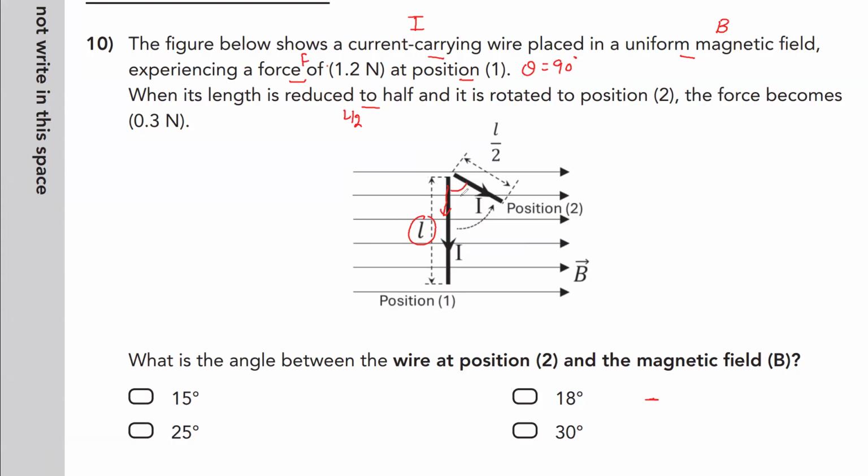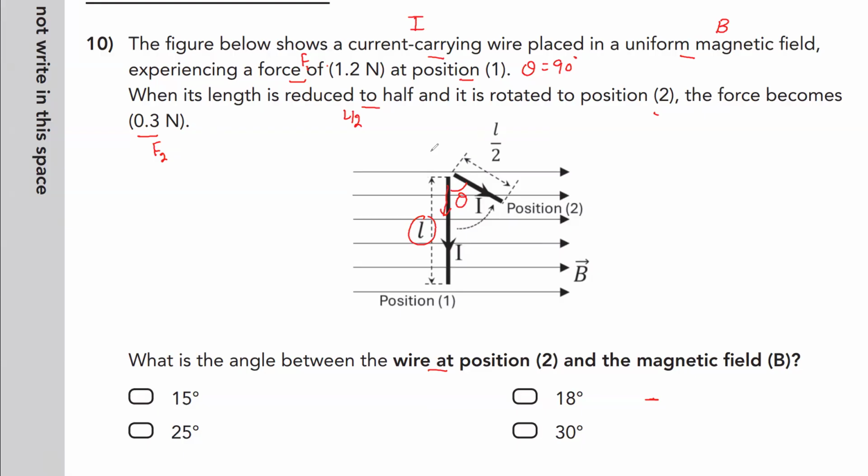And it rotates to position 2, so we have a new angle theta, and the force becomes 0.3. So force F2 is also given, which is 0.3. See, F1 is 0.12 and F2 is 0.3. All right. So what is the angle? We have to find the angle. So how do we solve this question?